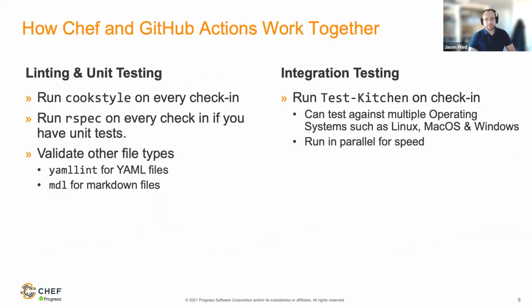Heather, thank you. So what are the two main things that we'll be touching on today? Is a bit on linting and unit testing, and then also integration testing. So by linting and unit testing, we're talking running Cookstyle on every check-in. So Cookstyle is a linting tool. It will check the style of the Chef files you've got, but also check for common mistakes and do some static code analysis. Maybe you've written some RSpec unit tests.